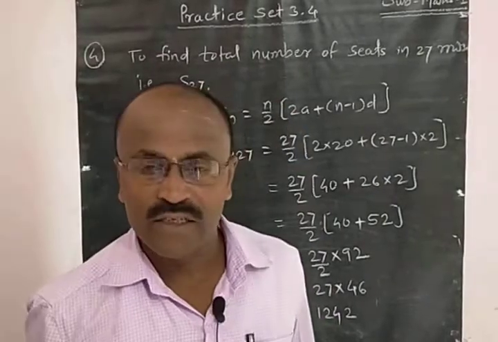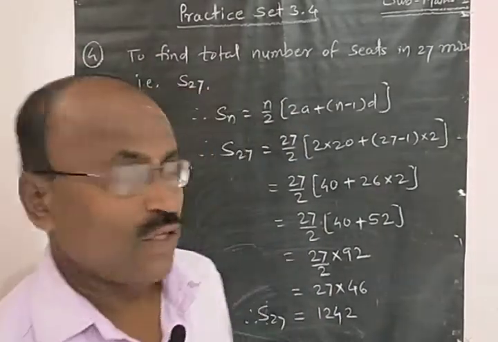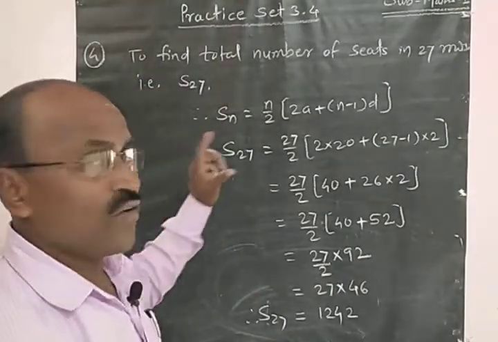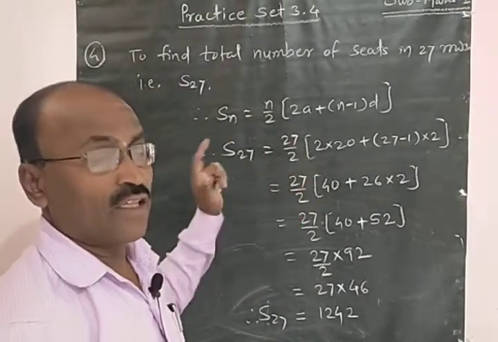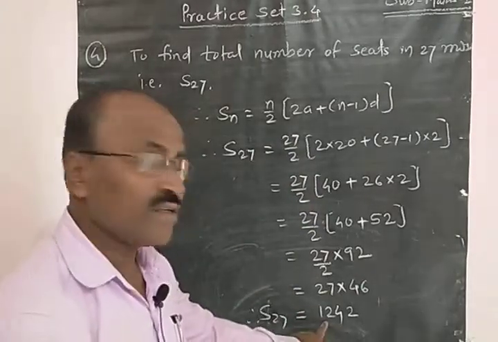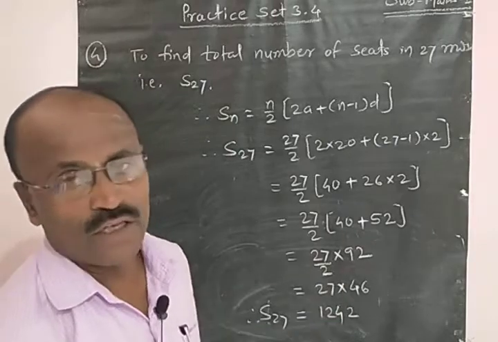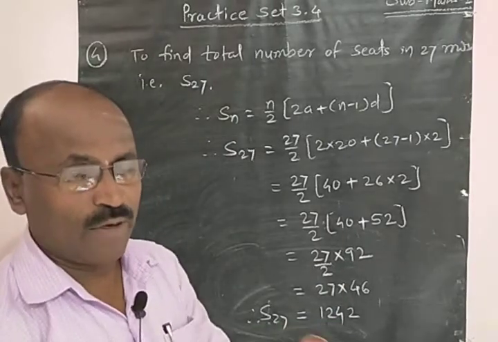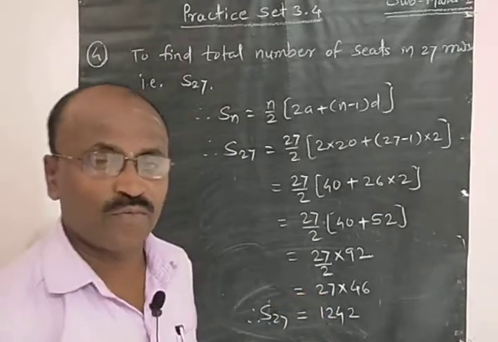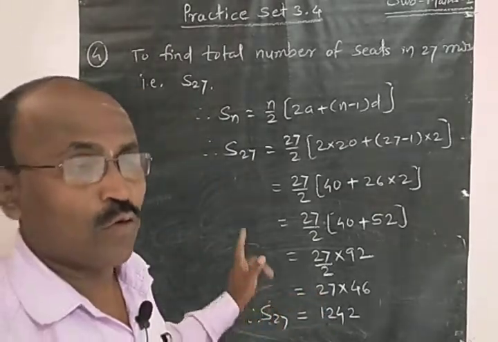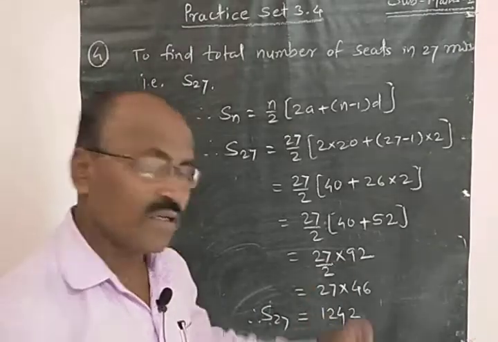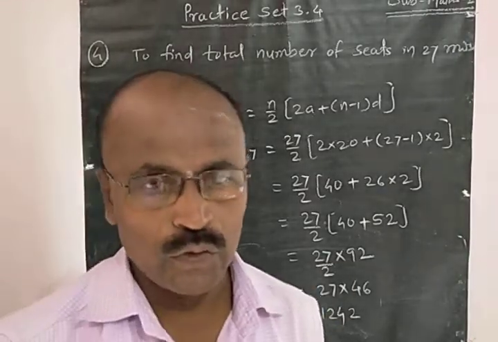Then write the answer. Therefore, the number of seats in the 15th row is 48 and the total number of seats in the auditorium is 1242. The question that is asked, at the end we have to write the answer to it. Okay, the total number of seats in the 15th row is 48 and the total number of seats in the auditorium is 1242.